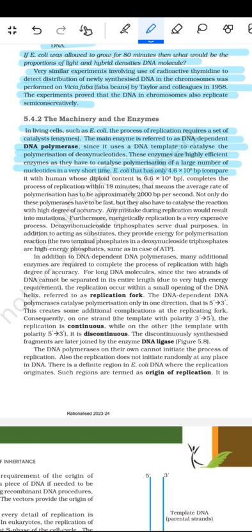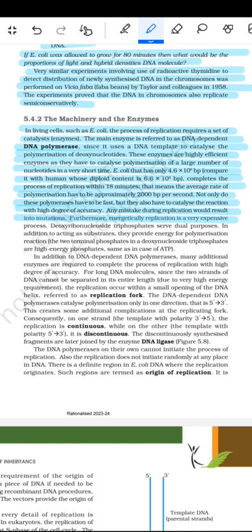E. coli has only 4.6 into 10 to the power 6 base pairs, compared with humans, whose diploid content is 6.6 into 10 to the power 9 base pairs. E. coli completes the process of replication within 18 minutes. That means the average rate of polymerization has to be approximately 2000 base pairs per second. Not only do these polymerases have to be fast, but they also have to catalyze the reaction with a very high degree of accuracy. Any mistake during replication would result in mutations.